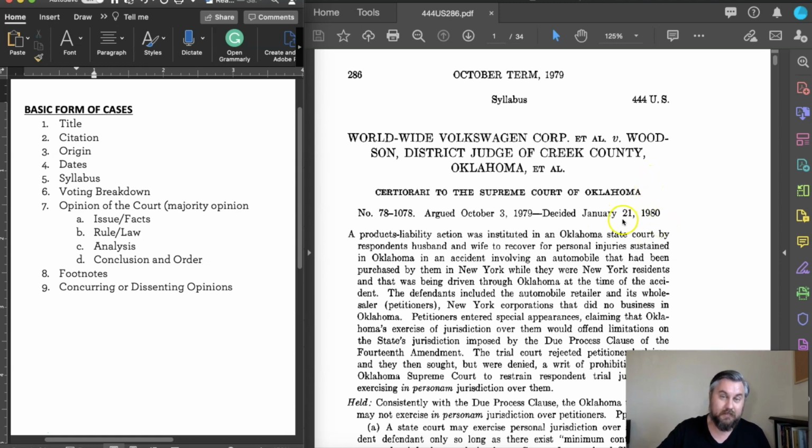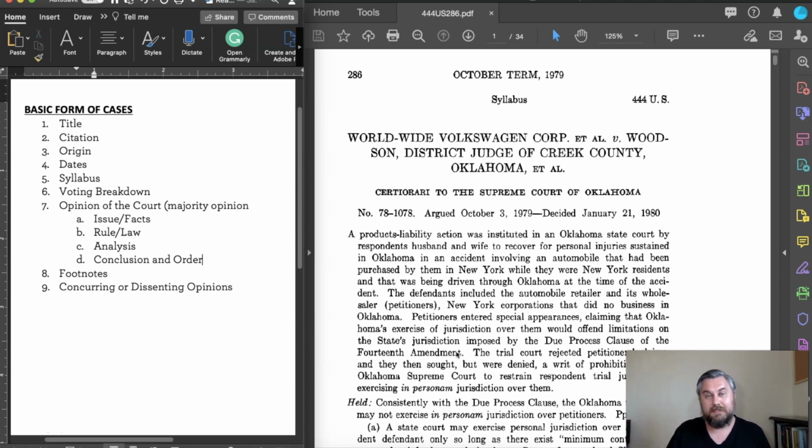So this second date is really the one you want to look at, 1980. The date is crucial because it gives you an idea as to the historical footing that we're looking at, what the period of time actually is, and it will give you an idea as to what the case stands for in terms of its historical purpose.